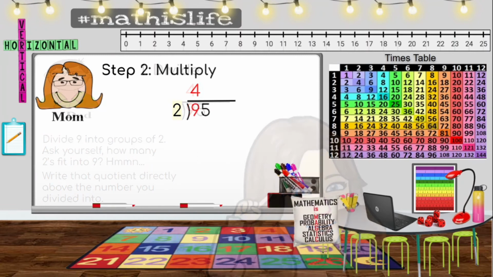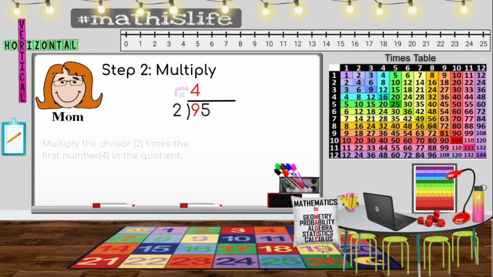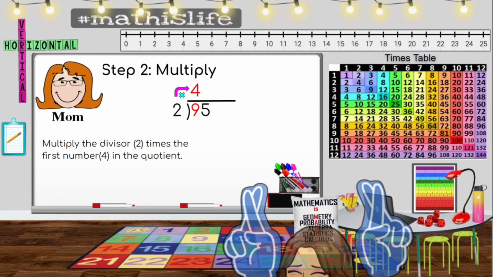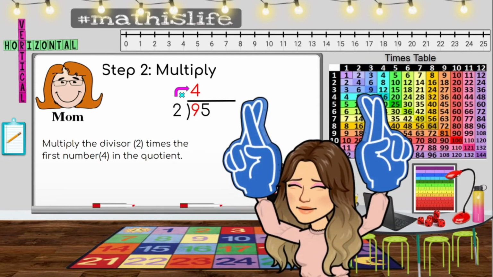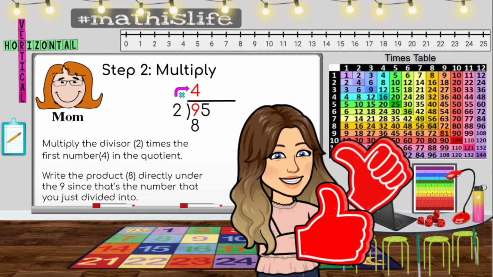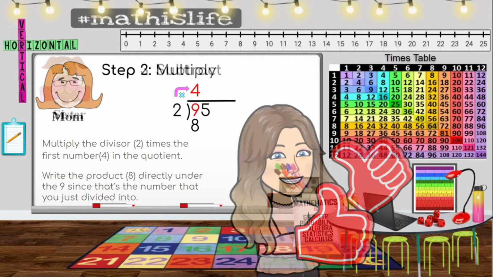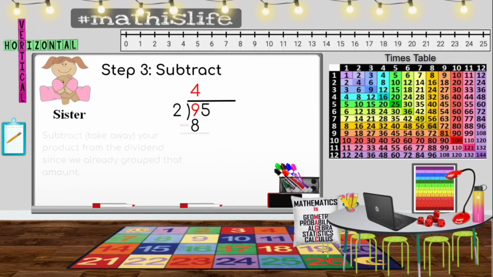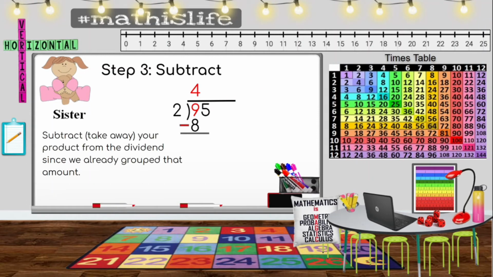The next step is multiplication. We're going to go ahead and multiply our divisor by our partial quotient. So what is 2 times 4, guys? Let's see who knows their times table. And if you said 8, you are correct. You're going to write that product, the 8, directly under the 9, since that's the number that you just divided into. The next step is to subtract, and we're going to go ahead and subtract 9 minus 8.